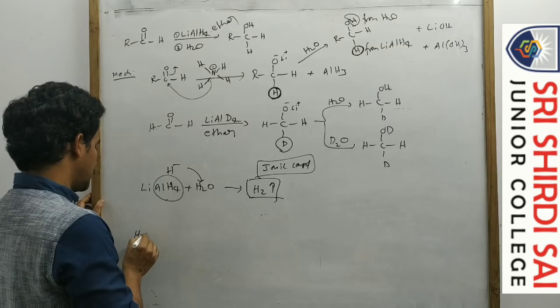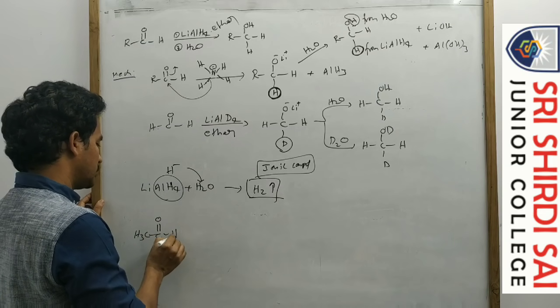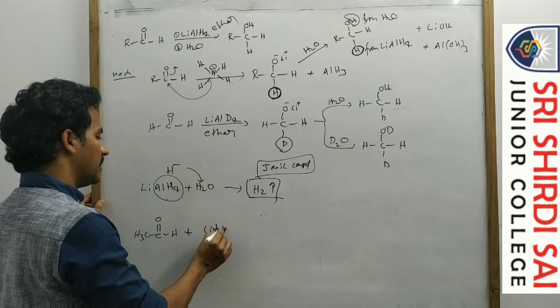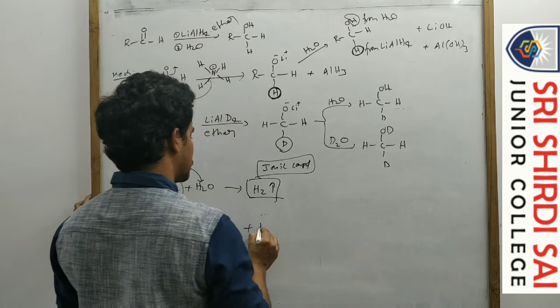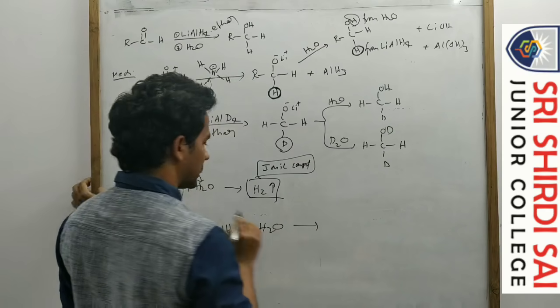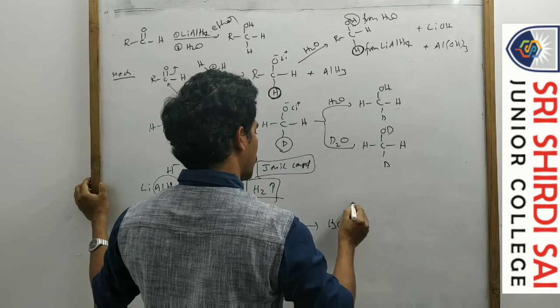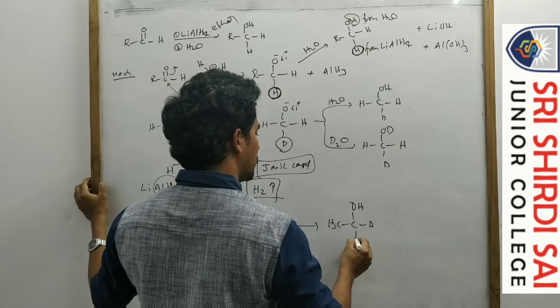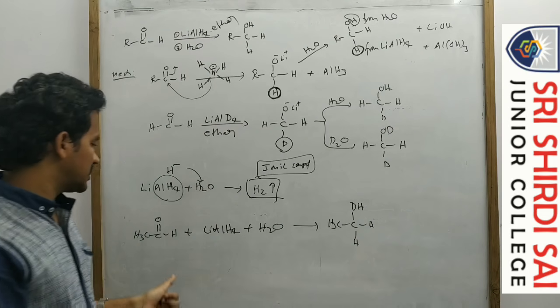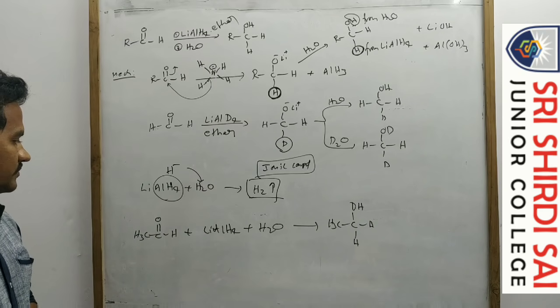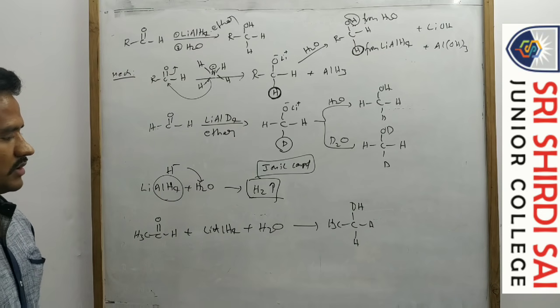So suppose here CH3 C double bond O H, an aldehyde, with LiAlH4, and in the second step H2O, it is converted to CH3 C H2 OH. That means it is a primary alcohol. Okay, it is a primary alcohol.